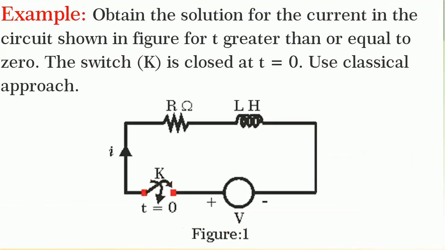If the switch K is closed at t = 0, of course the voltage is applied to the circuit. But at t = 0 minus, that is just before the switch is closed, i(0-) is 0. And we know that the inductance opposes the change in current. What does this mean? It means that i(0-) = i(0+). So, i(0+) or i(0) is equal to 0.